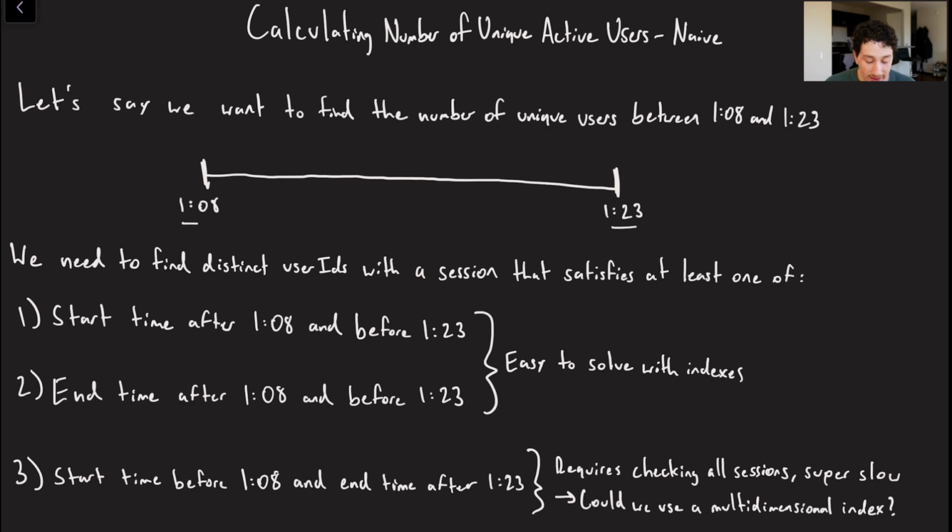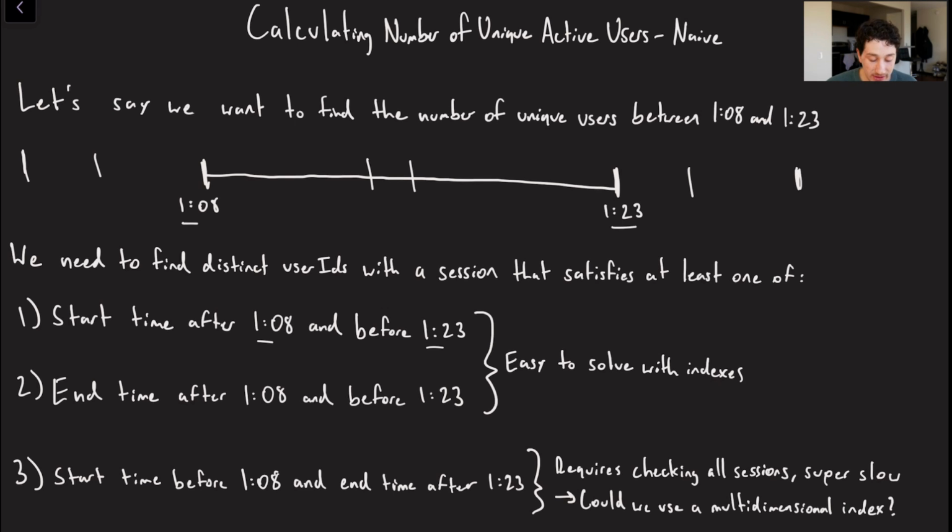So the first thing that we need to do is find any sessions that started after 108 or started before 123, meaning that this would be a good example right there, because then we're going to be active during that window. Another option for a session that we would include is one that started before 108, but the end time is between 108 and 123. So that's option 2. And then option 3, which is also possible, is we start all the way back here, and then we end after 123 as well.